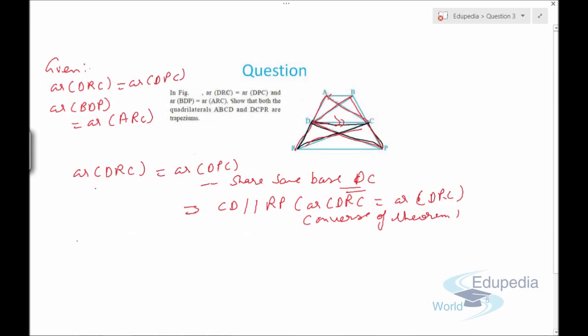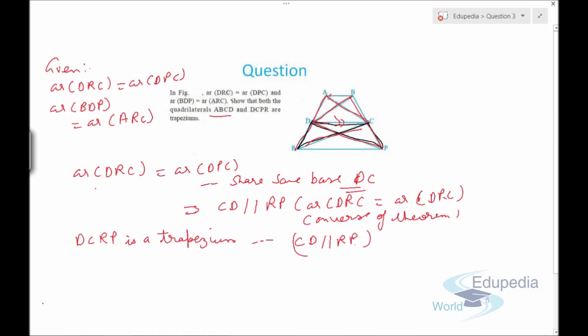Now we can say that DCRP is a trapezium. So why is it a trapezium now? Because since one pair of sides are parallel, it's a trapezium. So this is how we can prove this type of question. Now let's say we need to prove now ABCD is a trapezium. So let's see how we can do this.